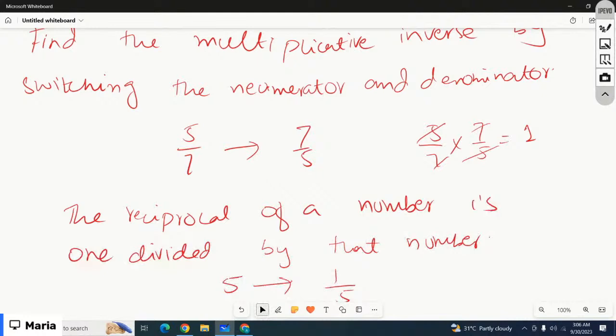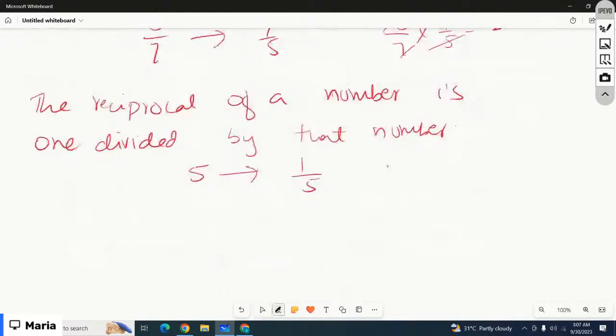Yes, you can all note down these definitions. They are very helpful when you need them. The reciprocal of a number is 1 divided by that number. So, if the number is 5, the reciprocal is 1 over 5, right? Also, the product of the original number and the reciprocal is always 1, right? If you do 5 times 1 over 5, 5 and 5 cancel out and you are left with 1, right?